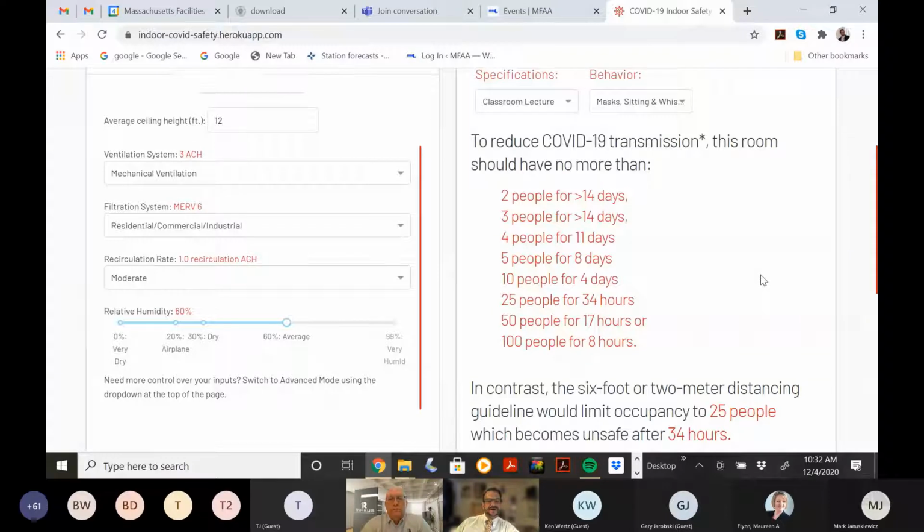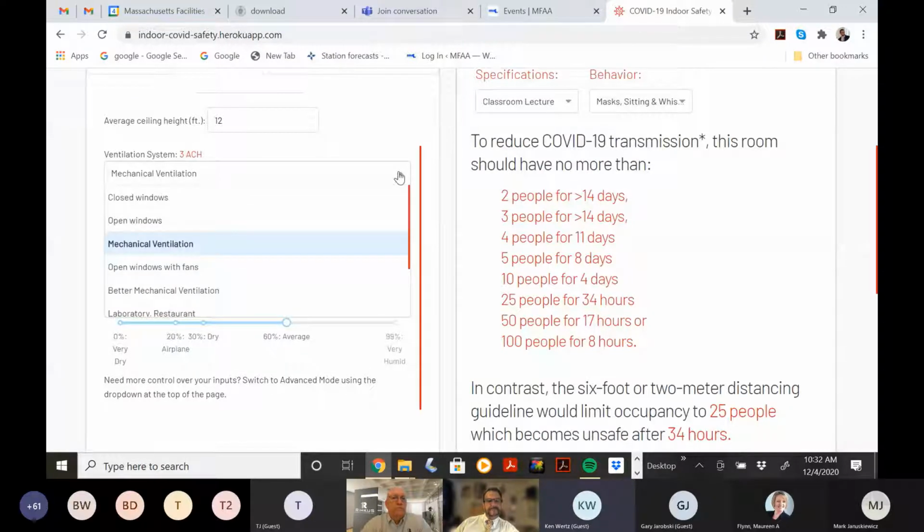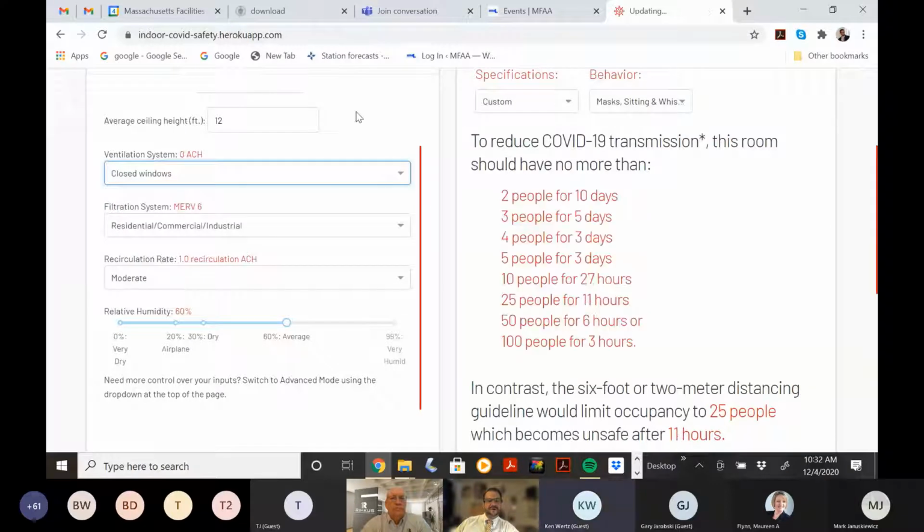So if you click on the filtration system on the left hand side, mechanical ventilation, and you put on closed windows, first of all. If you put on closed windows, you'll see that just above that it says there are 0 air changes per hour. So now it's changed on the right hand side to say 25 people can be in there for 11 hours, right? That's assuming that one person has COVID here. Now, you can do the open windows.